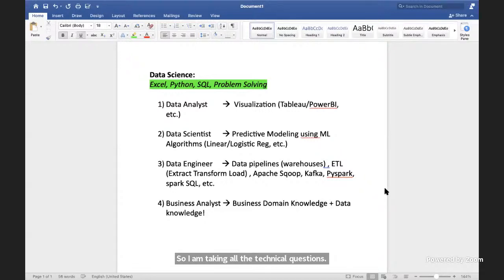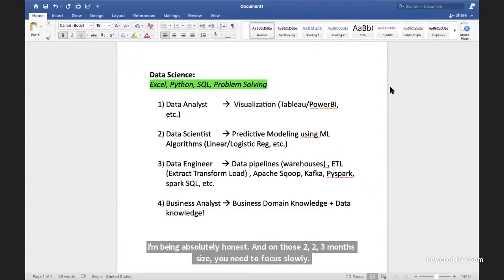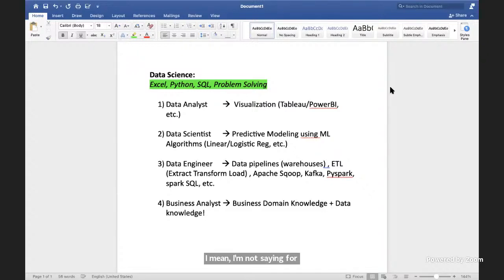How much time did I spend for practice and prep when I was a learner? I want to know that much. See, it took me, to be honest, 2 to 3 months to be good at coding, right? And I'm being absolutely honest. In those 2 to 3 months, you need to focus solely. I mean, I'm not saying forget your weekends, forget your friends, right? But a lot of your focus should be on coding, right?